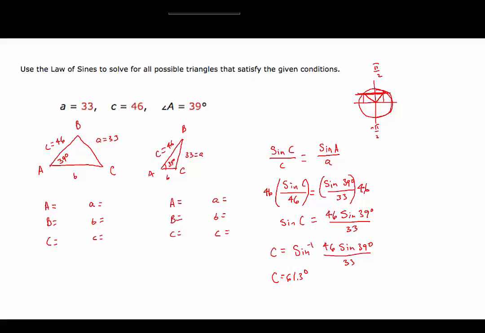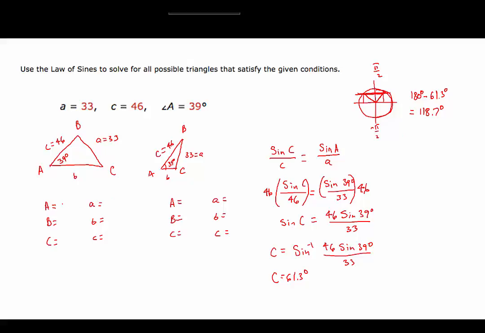Now, is it possible that we have a second triangle? Well, the other angle in the second quadrant that would have the same sine value as the angle 61.3 degrees would be the angle 180 degrees minus 61.3 degrees. And that will give us 118.7 degrees. So the question remains, is it possible for us to have a second triangle?